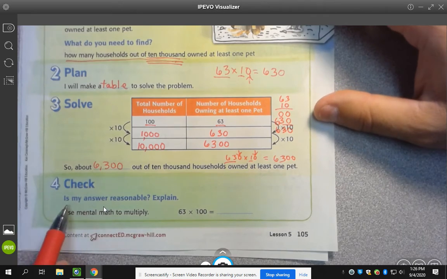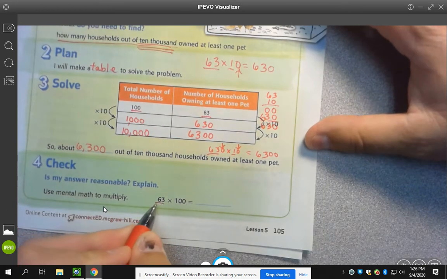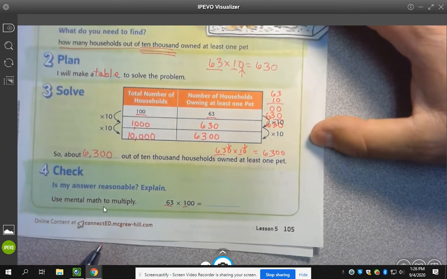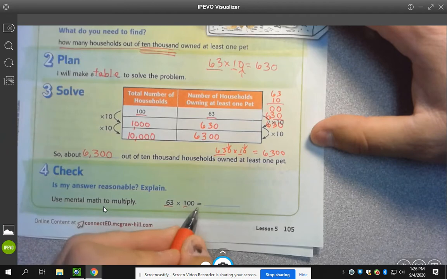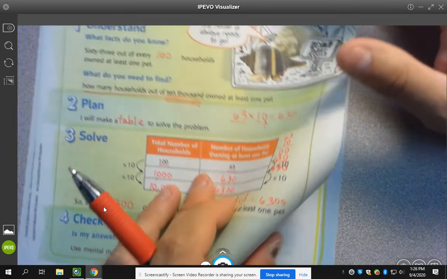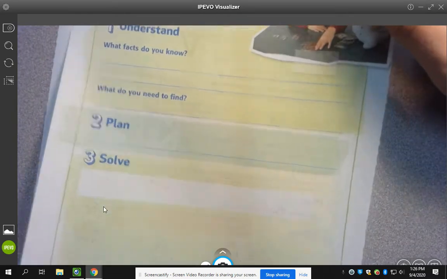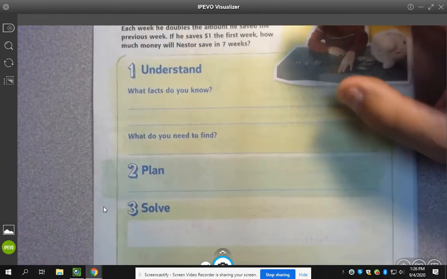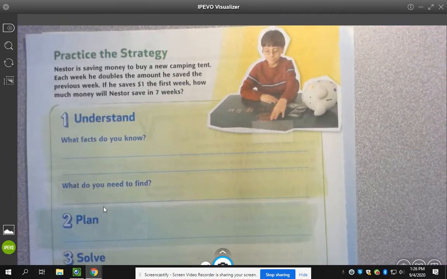So then again, it says, is my answer reasonable? Explain. Use mental math to multiply. Well, again, what's 63 times 1? 63. How many zeros do I need to add on there? 2 zeros. So it is very reasonable now because 63 times 100. All right, let's look. And we could have done all that, but we're going to do it on this side now with a different problem.